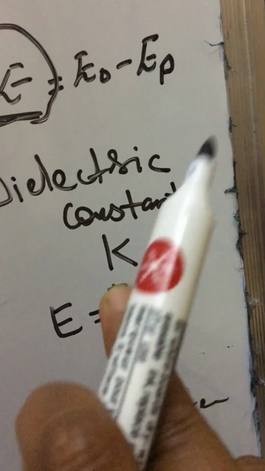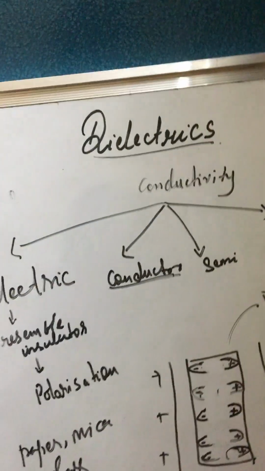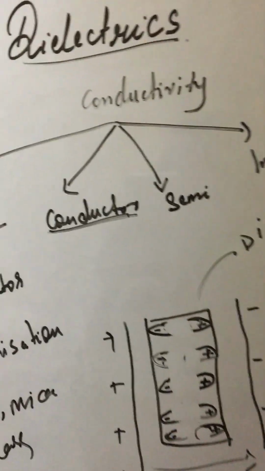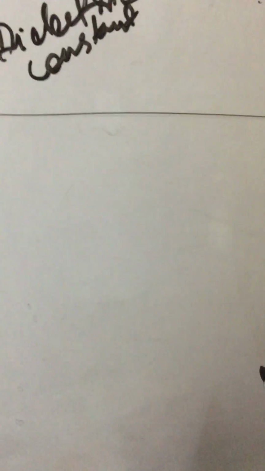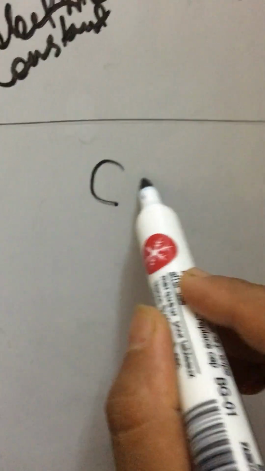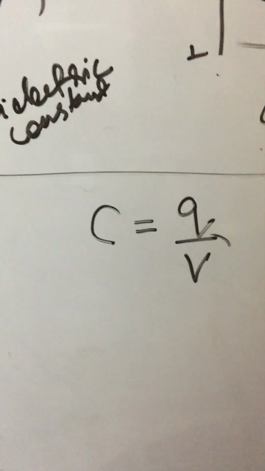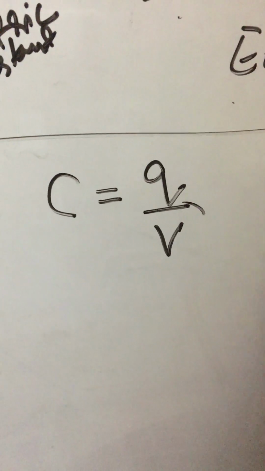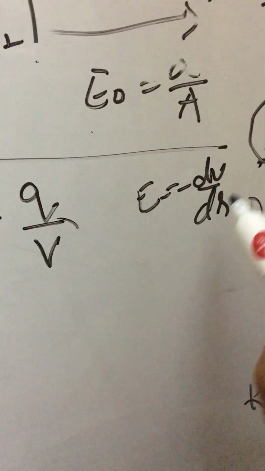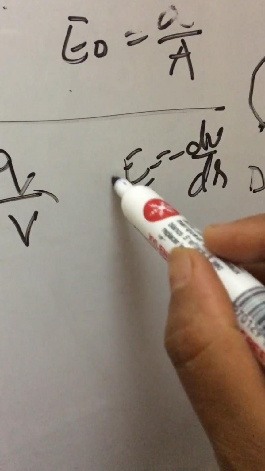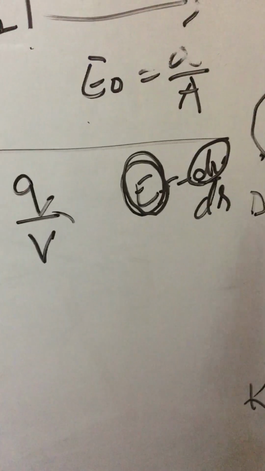Now why are we learning this thing? I have simply chosen the topic dielectric. We are learning capacitor, but still we are learning dielectric. The reason is because capacitance is equal to what? Charge by potential, right? And the electric field is equal to minus dV by dr, right? Now, if the electric field is reducing, then dV will also reduce, right or not?